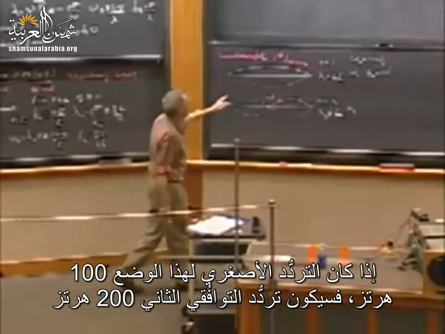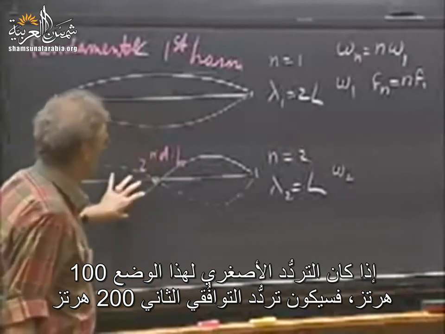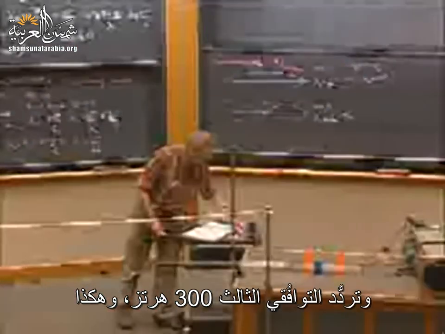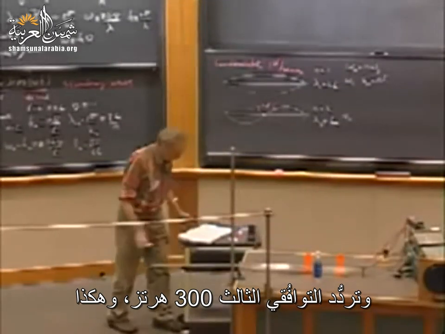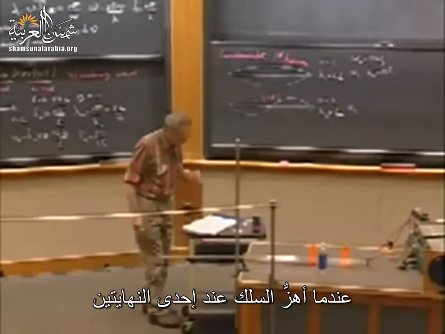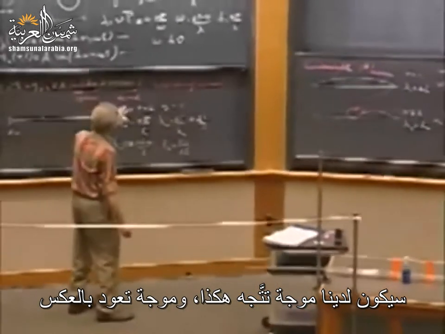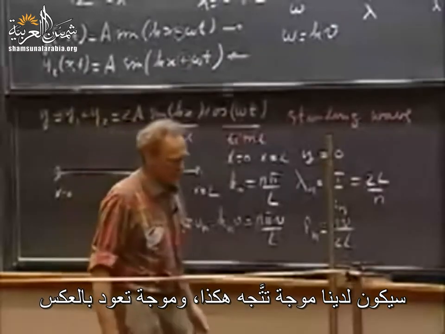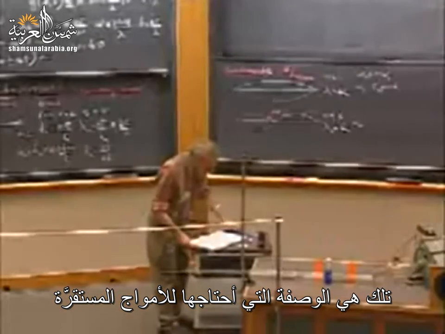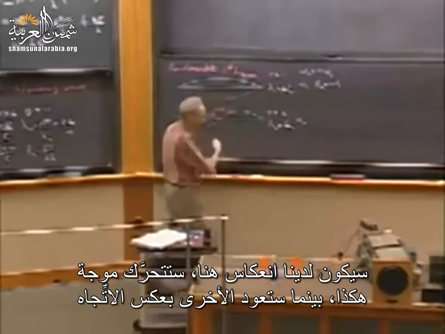So if the lowest frequency in this mode were 100 hertz, then the second harmonic would be 200 hertz, the third harmonic would be 300 hertz, and so on. Now when I'm driving this string at one end, I will have a wave going in and have a wave coming back. That is exactly the recipe that I need for a standing wave. I get reflection here, and so I have one wave going in and I have one wave coming back.